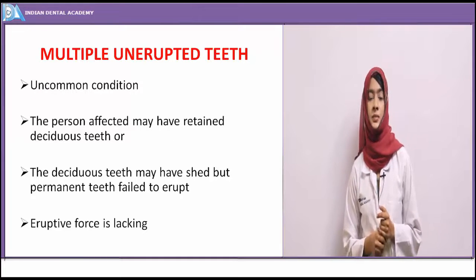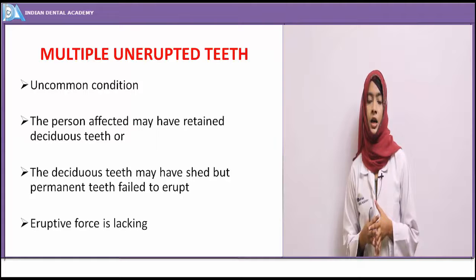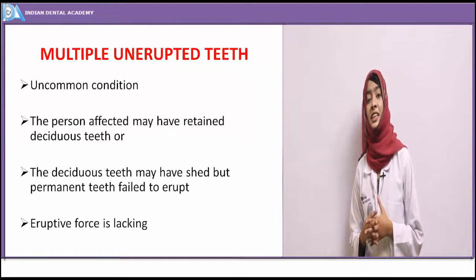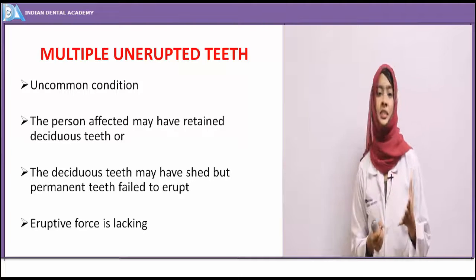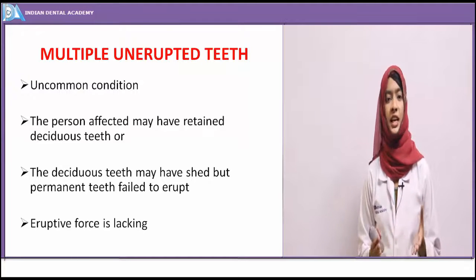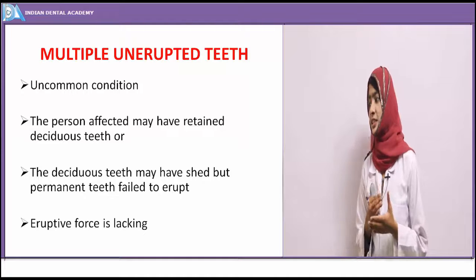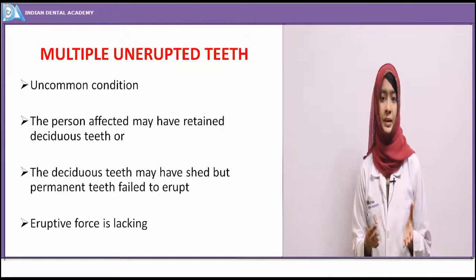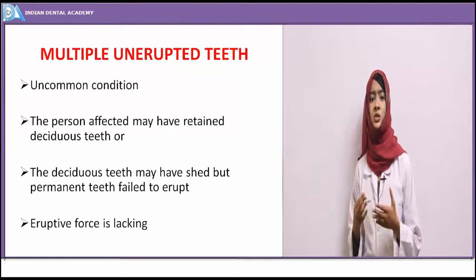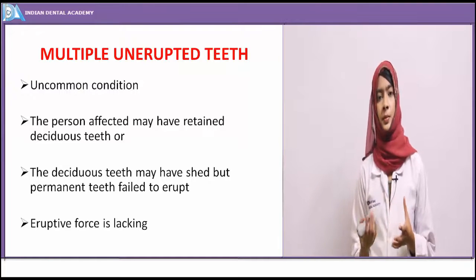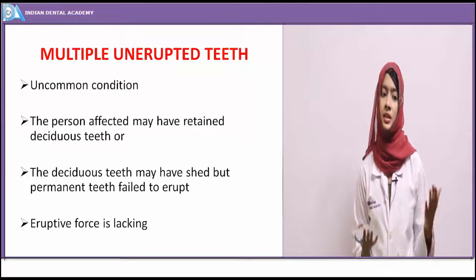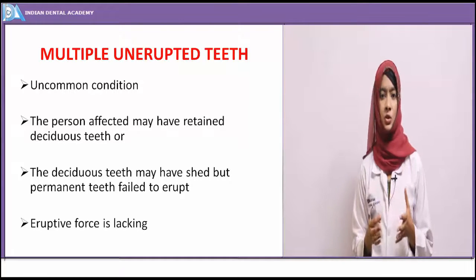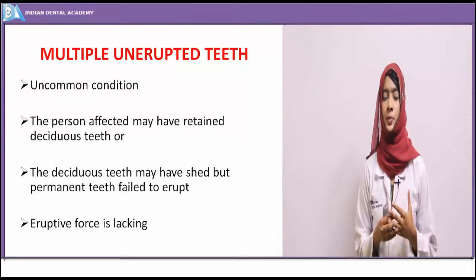Another developmental disturbance is multiple unerupted teeth. Multiple unerupted teeth is actually an uncommon condition. The affected person may show retained deciduous teeth, or the permanent teeth will not erupt. The deciduous teeth fail to shed and remain in the oral cavity, so where is the place for a permanent tooth to erupt? Or sometimes, even if the deciduous teeth have shed, there is space loss or space closure, which also prevents the eruption of permanent teeth.